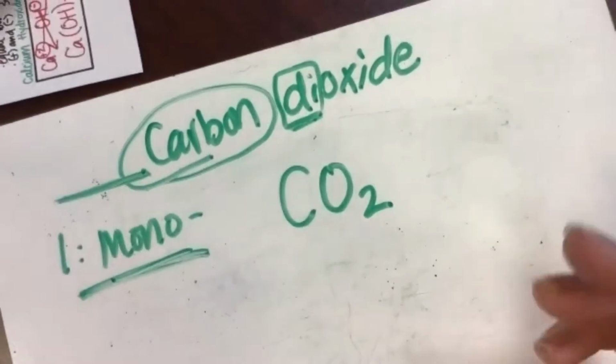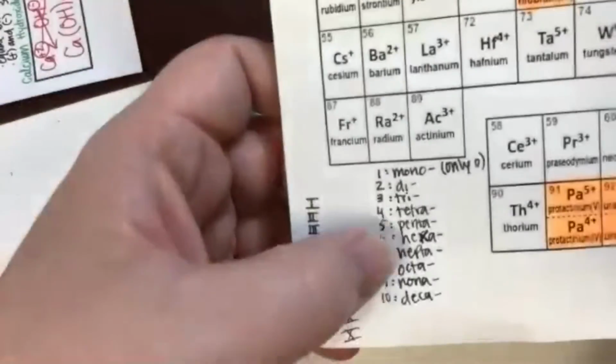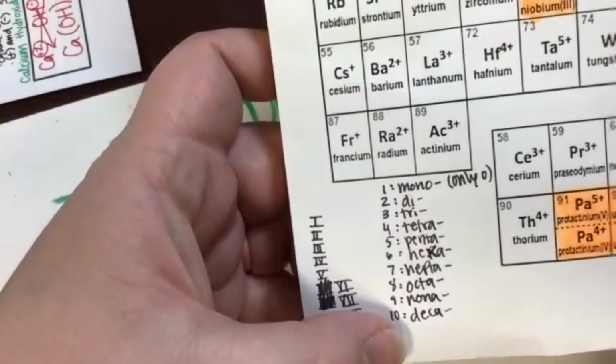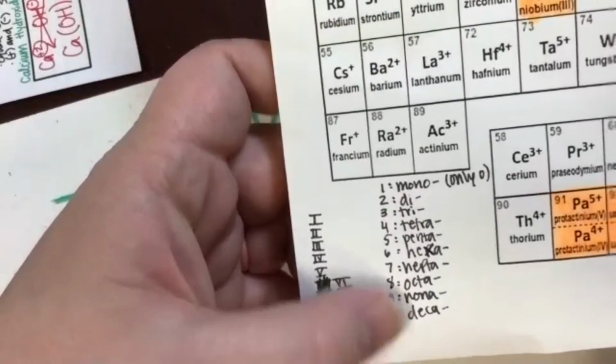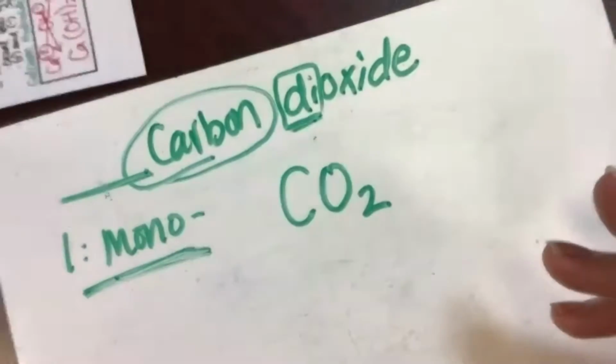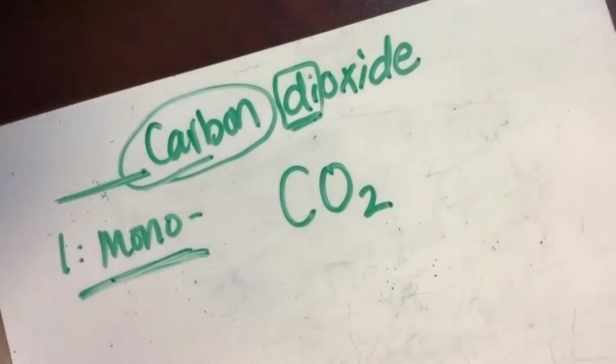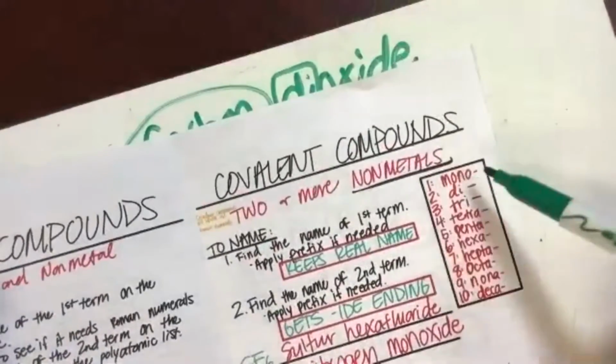Side note, on my periodic table, I have written all of these prefixes on there. That would be a good idea for you to do that. If you want to know where these prefixes are, they are in your notes right here. Here they are right there.